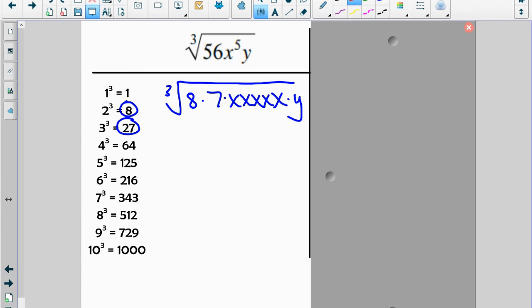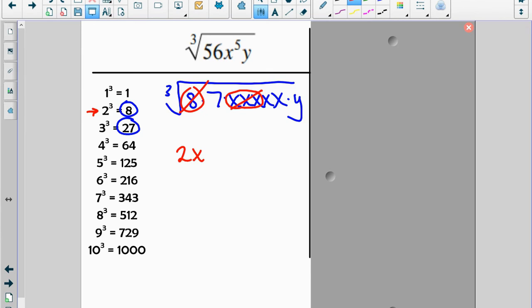So let's see, what are my perfect cubes? 8 is a perfect cube because we saw right here in our list, 2 times 2 times 2 is 8. Cube root of 8 simplifies out to be a 2. 7 is not a perfect cube, so I'm going to leave that there. And then when I get to my variables, because it's cube roots, I need to have 3 of the same factor. So I have 3 x's one time, and I don't have 3 more x's, so I can't group together another one and simplify it out.